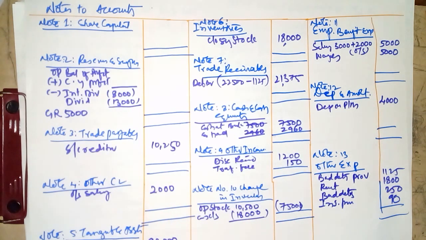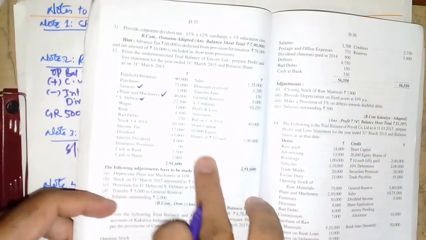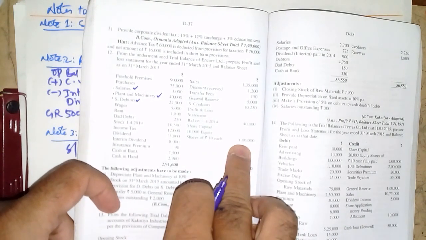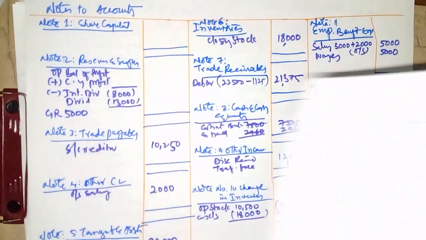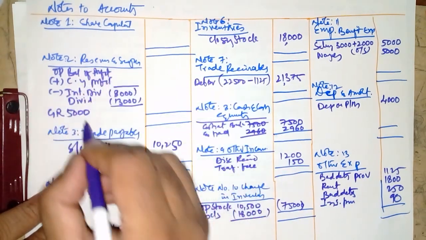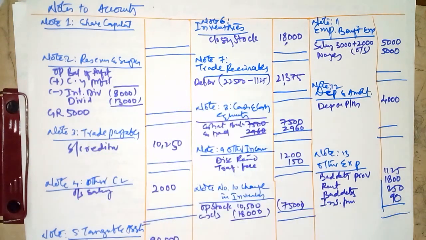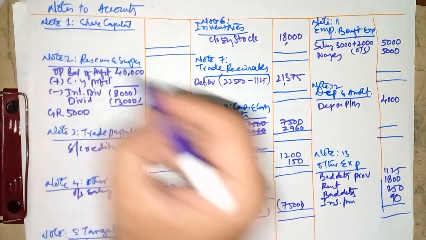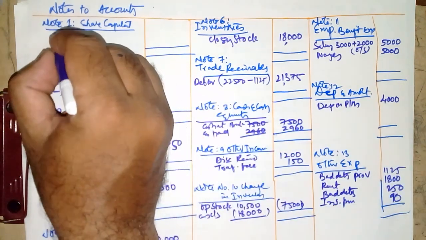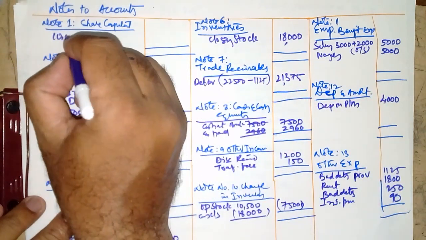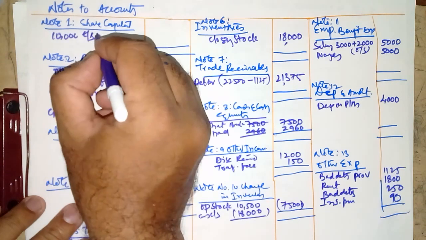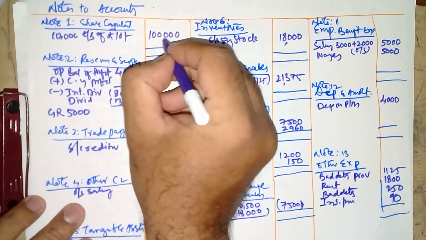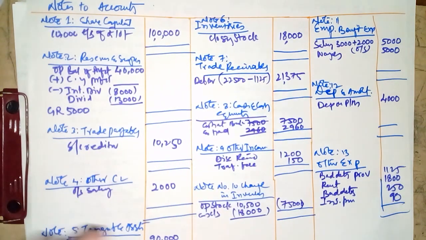Then the most important item is the balance in profit and loss account, which is 40,000. Share capital is 1 lakh. For the balance in P&L account, the opening balance is 40,000, so we have placed 40,000 here. Then under share capital, 10,000 equity shares of rupees 10 each, that is 1 lakh. Right? So share capital is done.